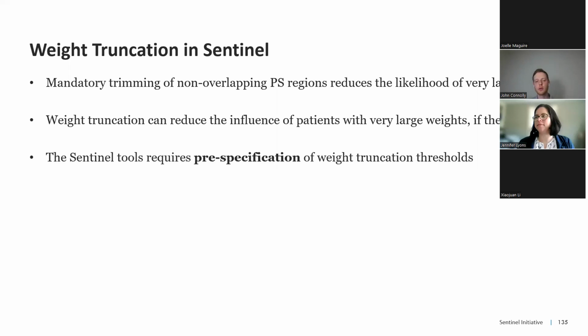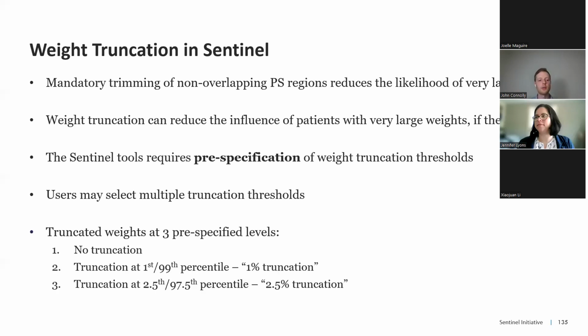So the Sentinel tools require pre-specification of your weight truncation thresholds, just like they do for all other parameters when you're doing an analysis. You're allowed to pick multiple of them because you make these decisions in the absence of seeing any data. So that's what we did here. So we decided to pick 3 potential weight truncation thresholds, either doing no truncation, taking 1% off of either side, or taking 2.5% off of either side of the weight distribution.